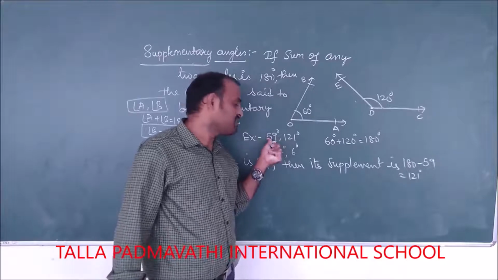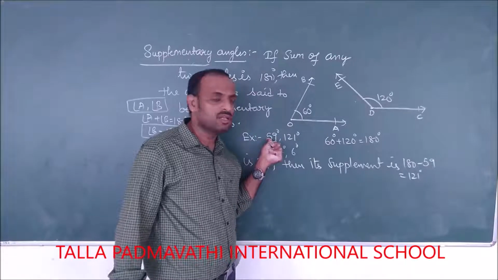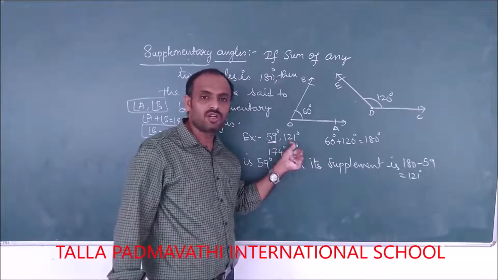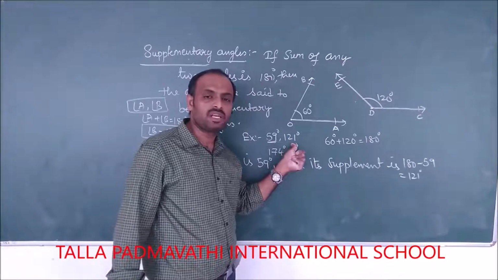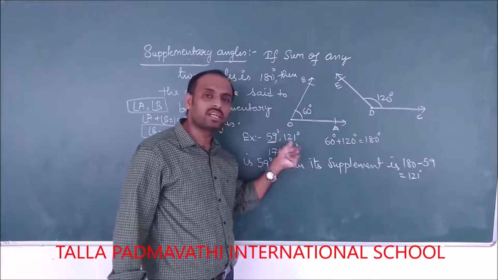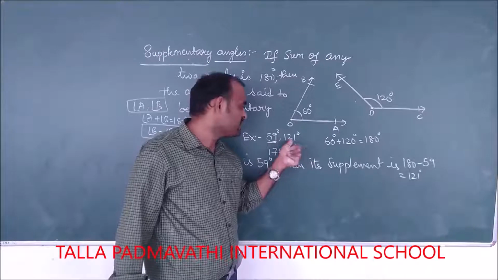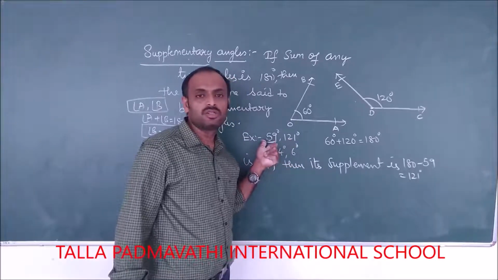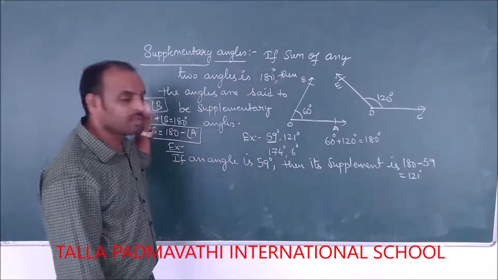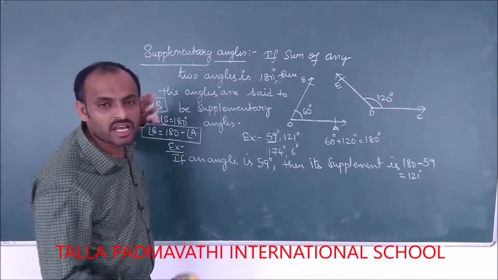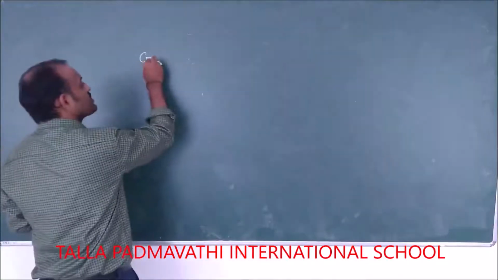For 59 degrees, what is the supplement angle? 121 degrees. For 121 degrees, what is the supplement angle? 59 degrees. How did I get it? 180 minus 121, 59. So this is all about supplementary angles. Next.